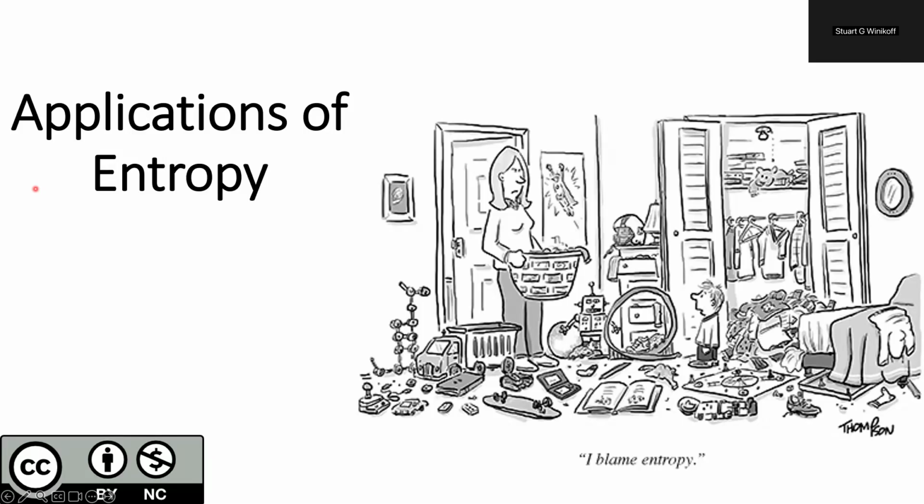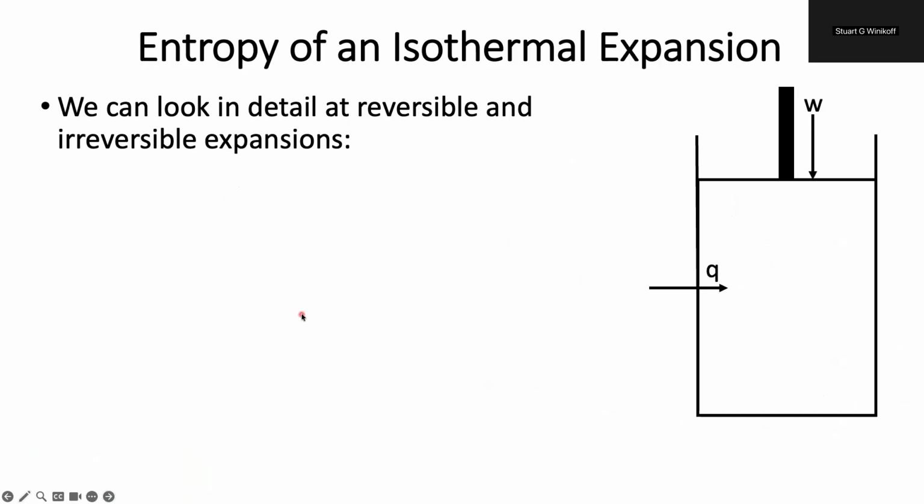So, last time we talked about how we could use entropy to describe isothermal and adiabatic expansions and compressions. So, today we're going to be looking a little bit more in detail of how we can look at both reversible and irreversible expansions, specifically how we can determine their entropy.